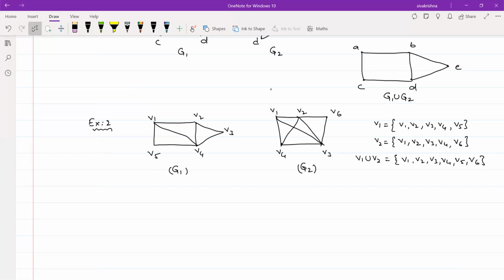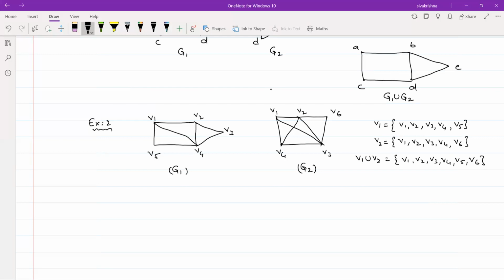Those elements which are repeated twice, we have to write only once. Here V1 is repeated twice, V2 also, V3 and V4 also. Those elements should be written only once. And also we are having V5 and V6. This is V1 union V2.